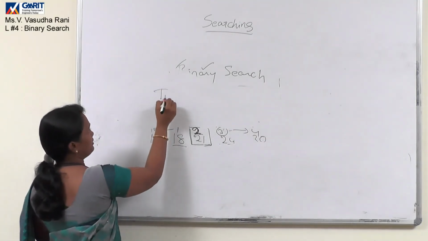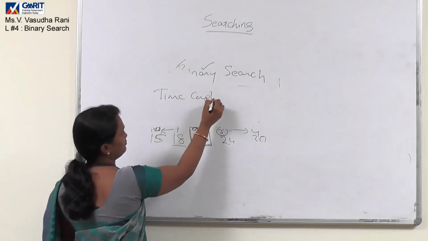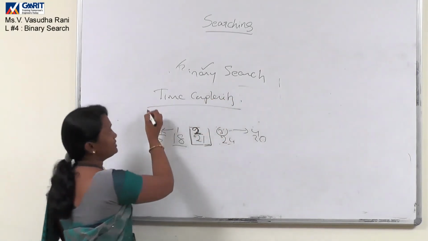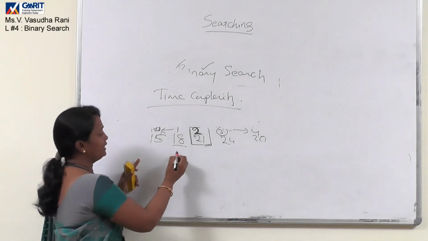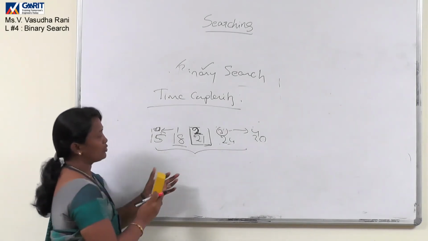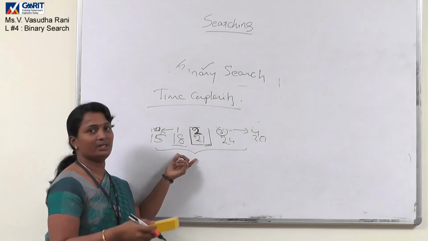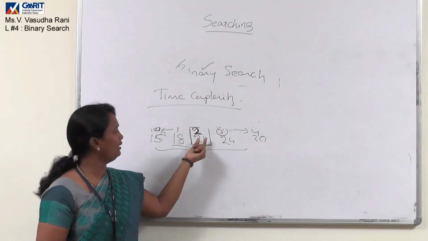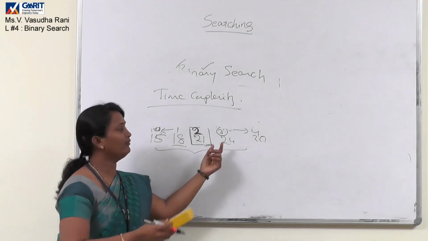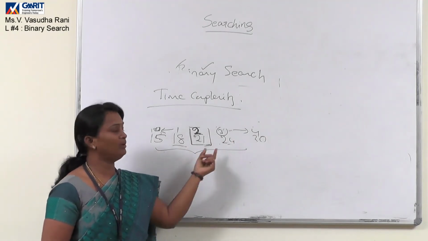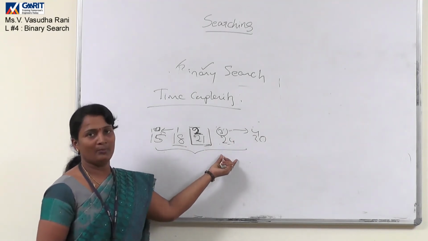Time complexity. For the binary search algorithm's time complexity calculation, we can observe this process is happening recursively. Repeatedly the same thing is happening. Mid we are calculating and we are finding the new list and we are trying to compare key with the mid position element, and this is recursively happening.